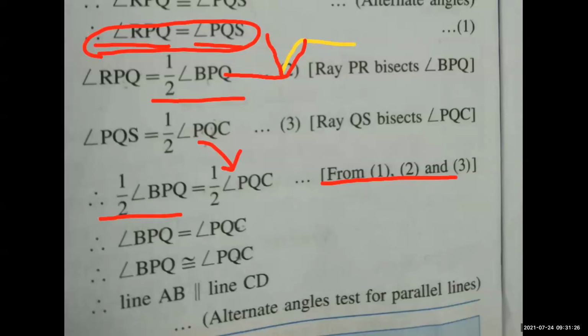And the equation we got here is equation 3, using equations 1 and 2. Then both the halves, as they are the same on both sides of the equal sign, get cancelled. And what remains? Angle BPQ equal to angle PQC. Now, if those are equal in measure, they are also congruent to each other. So see in the diagram.